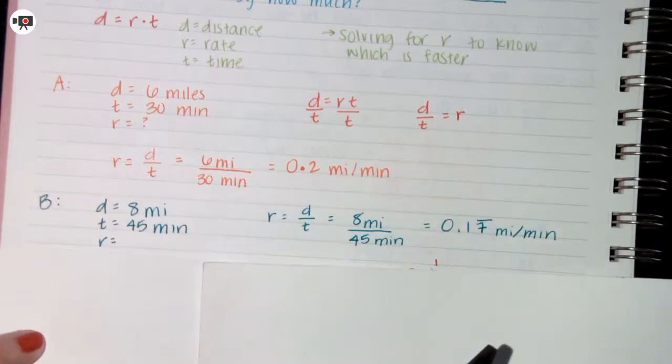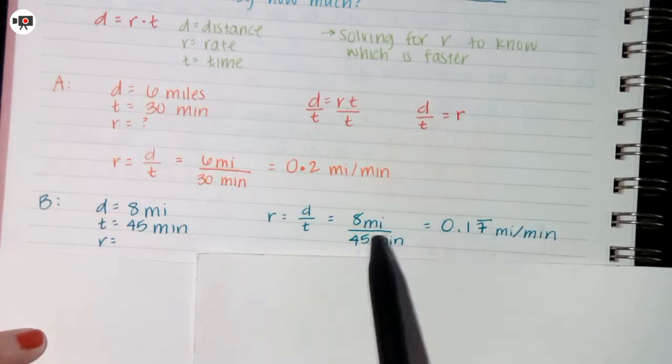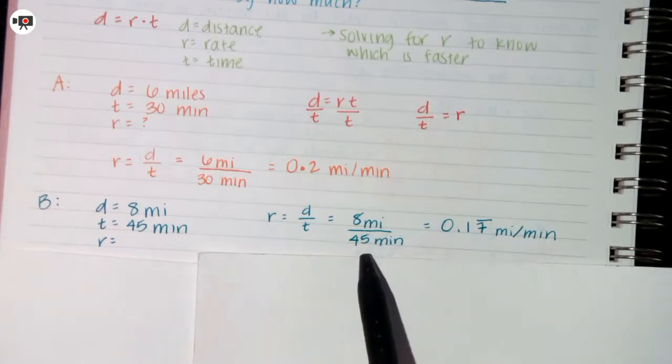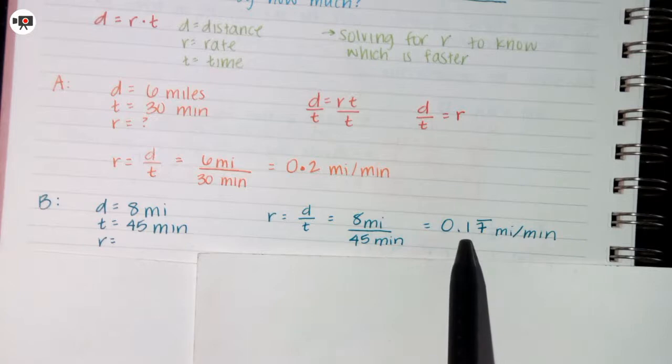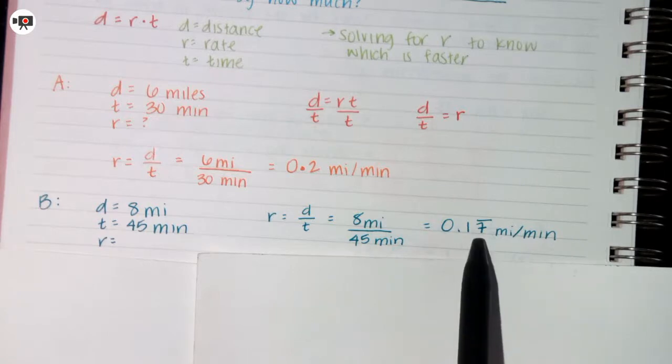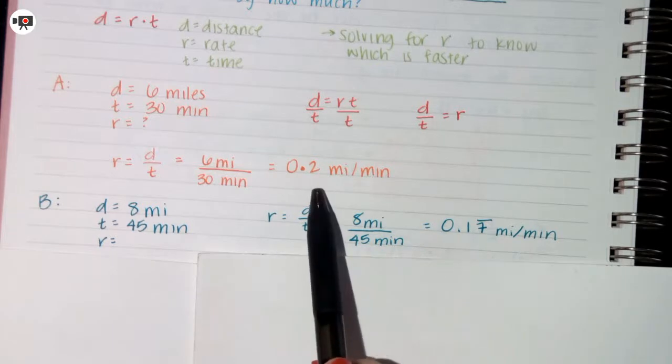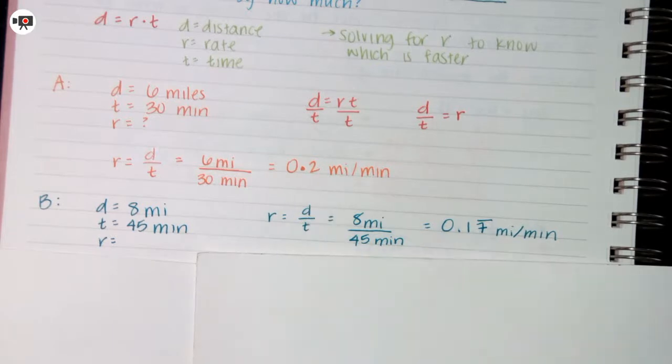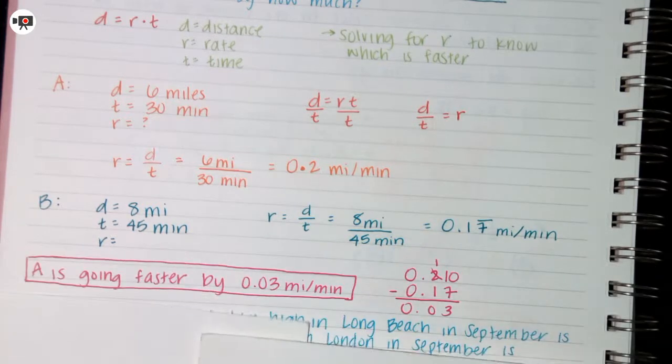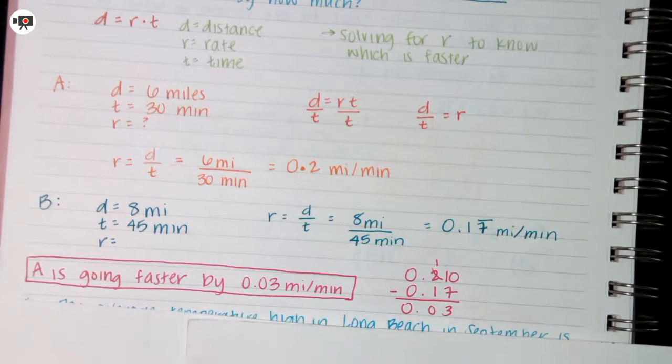And for person B, I would have 8 miles in 45 minutes to get 0.17, and that's 7 repeats. It doesn't matter that 7 repeats, because this one is smaller than 0.2. So 0.17 miles per minute. And we are going to figure out that A is going faster by 0.03 miles per minute. That's not much faster, but faster is faster.